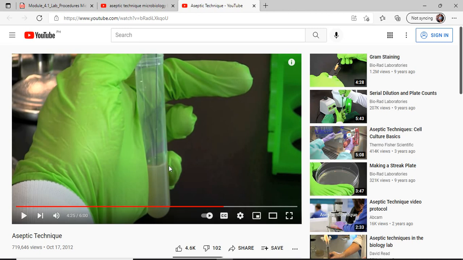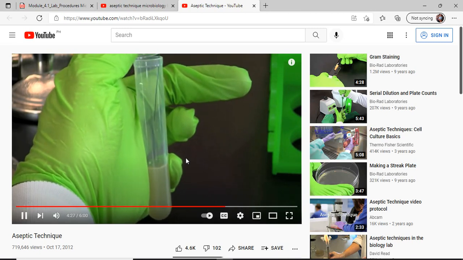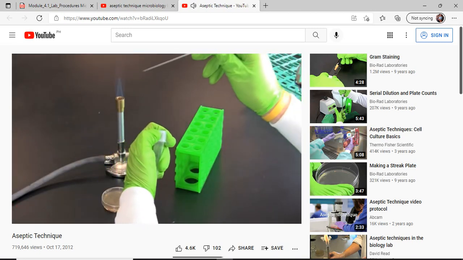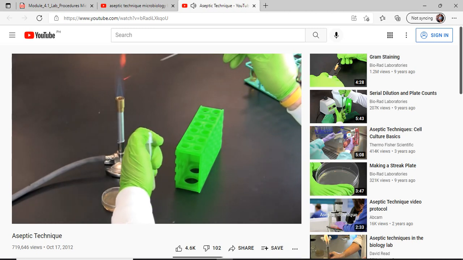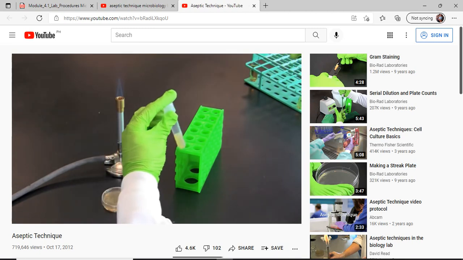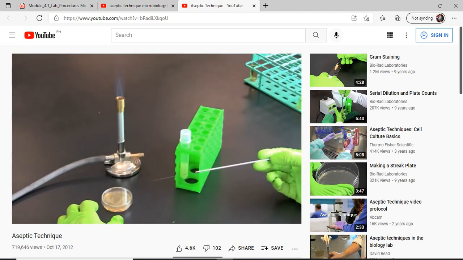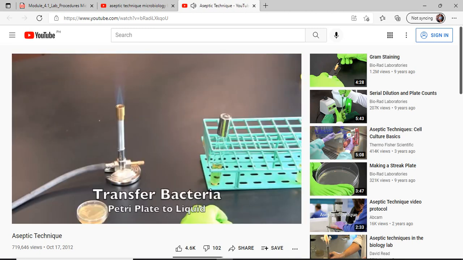In this section, you will learn how to transfer bacteria from a petri plate to a liquid. Sterilize an inoculation loop by passing it through a flame. Let the loop cool. You can test for coolness by tapping the loop in a clear area on your agar plate.